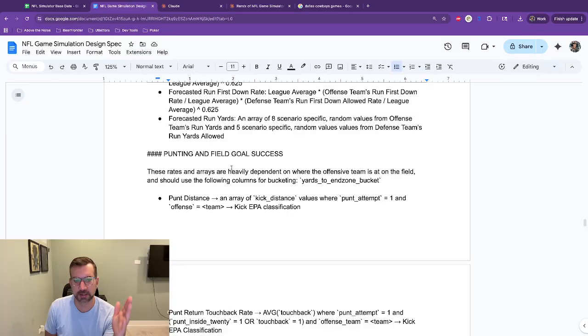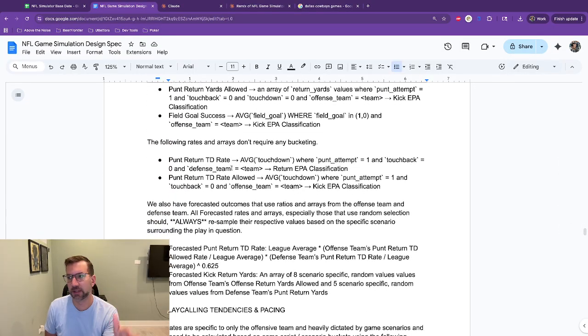Then we talk about punting and field goals. Again, tons and tons of metrics, data dictionaries. If you're trying to use AI in any kind of data context, this is why you're always hearing things like semantic layer, data dictionary, metadata, descriptions, everything being especially well defined.